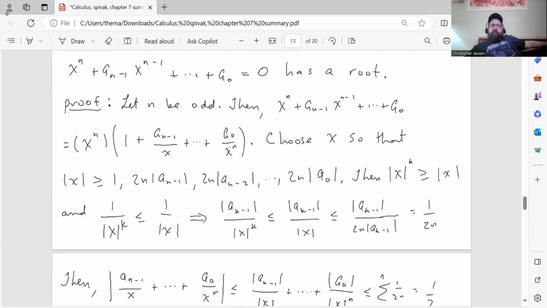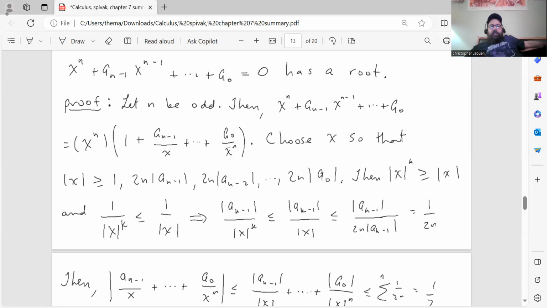Then what we do is we choose x so that the magnitude of x is greater than or equal to 1 or 2n times absolute value a n minus 1, 2n times a n minus 2, dot dot dot down to 2n times absolute value a0. So we want to choose the magnitude of x so large that it's bigger than each of these numbers here.